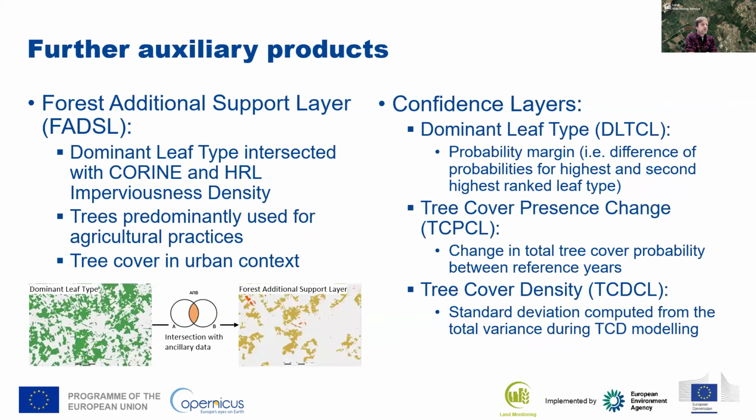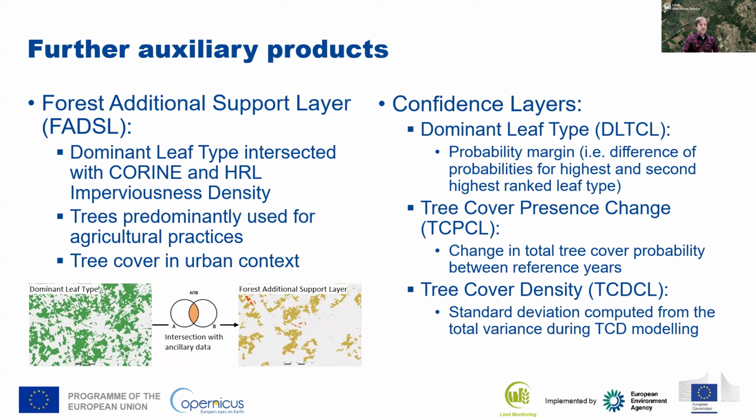Then there are further auxiliary products available. One would be the forest additional support layer, which is an intermediate product during the forest type production step. And this is basically the result of the intersection of the dominant leaf type with the Korean and the HRL imperviousness density. And this layer shows the trees that are predominantly used for agricultural practices and tree cover in urban context.